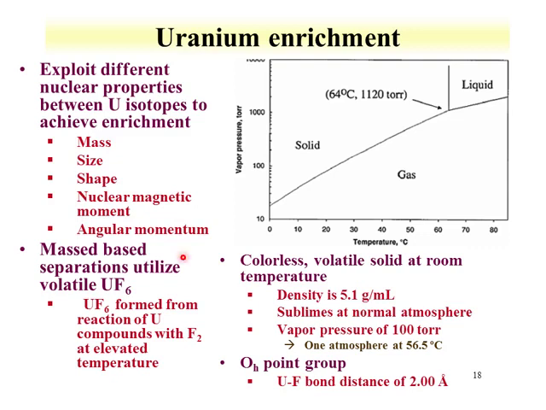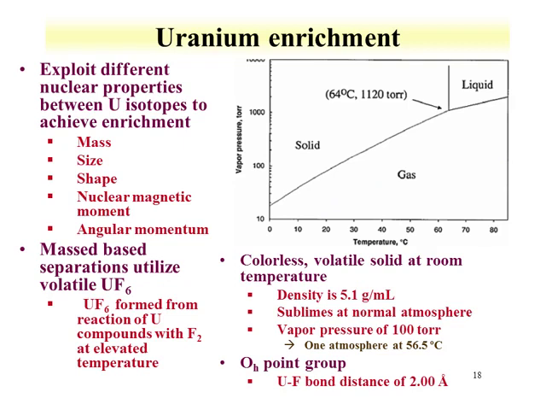Mass-based separation utilizes uranium hexafluoride. Uranium hexafluoride is volatile, as we can see here from the phase diagram. It has a large gas phase component, and this uranium hexafluoride can be formed from the reaction of uranium compounds with fluorine at elevated temperature.